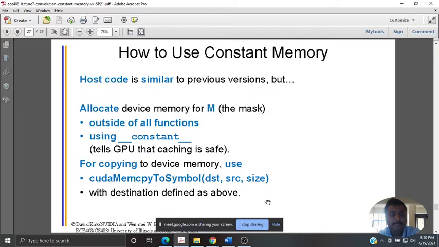Okay, then how to use a constant memory? You have to use a construct called double underscore constant double underscore, for whatever you want to store in constant memory. Then you are using cudaMemcpyToSymbol with dst, src, and so on. It is something similar to your cross compiler, for the 8051 or something of this, if you have used that.